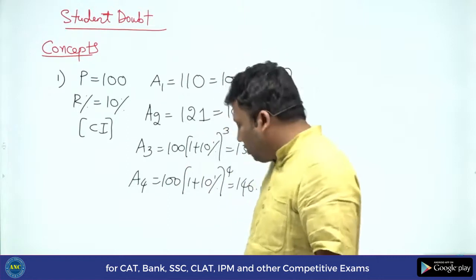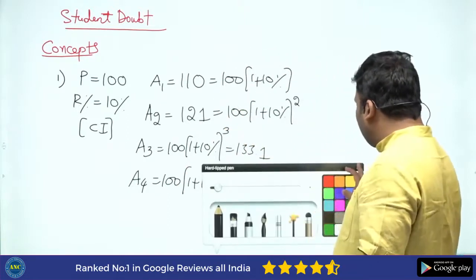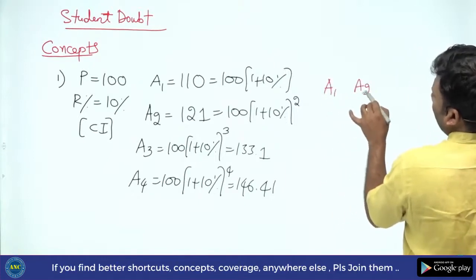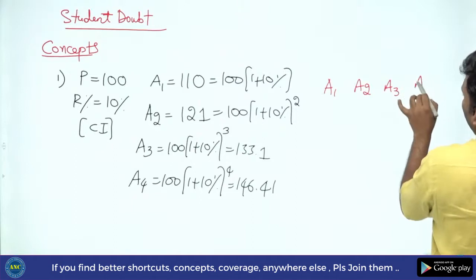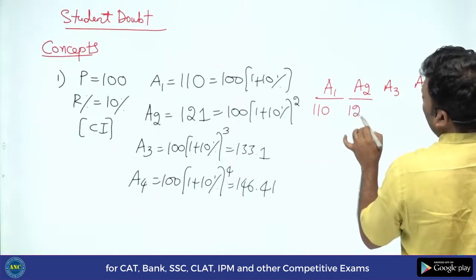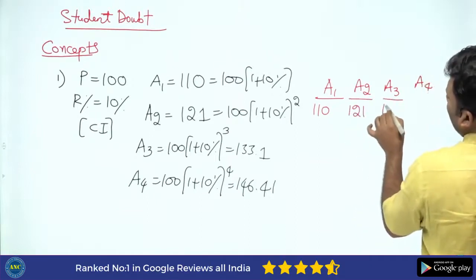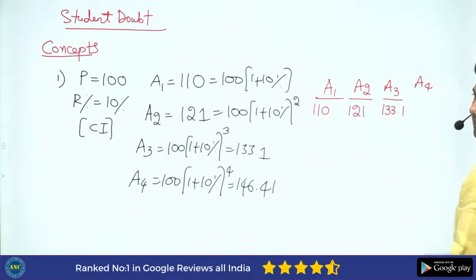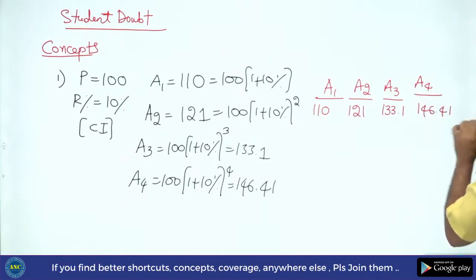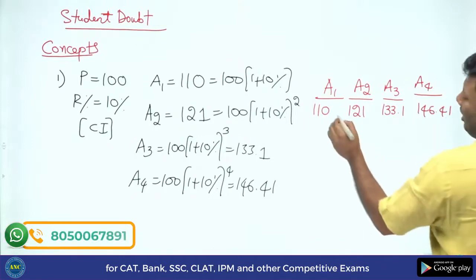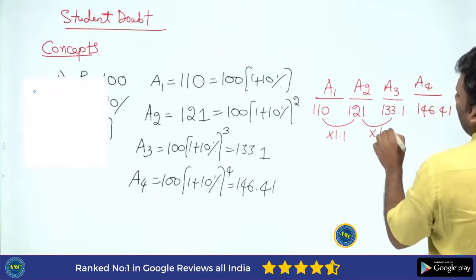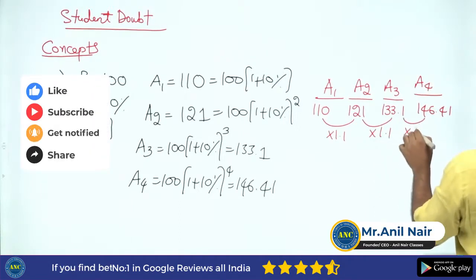Now listen carefully to this very, very important key point. Suppose I observe A1, A2, A3, A4. A1 value is 110. A2 value is 121. A3 value is 133.1. A4 value is 146.41. From 110 to 121, it is multiplied by 1.1, and again by 1.1, and again by 1.1.